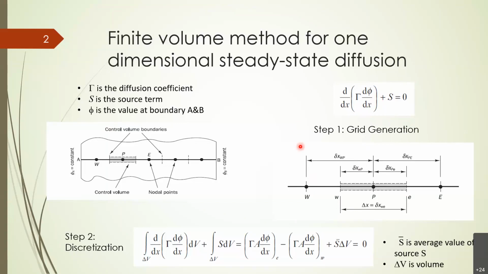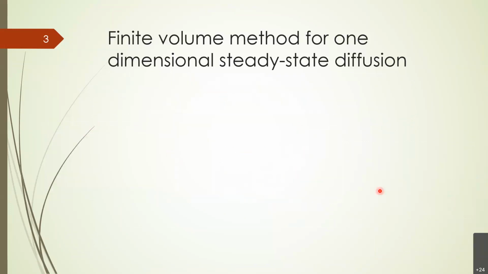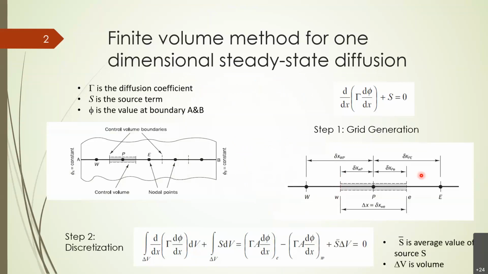Yeah, that's right. For example, in this example, sometimes they give you the location for capital W and capital E, but they will not give you the location for small w and small e. So to get this value, we use this equation, taking the midpoint between P and W to get the value for the beginning and the ending of our control volume area. Hope that answers your question.